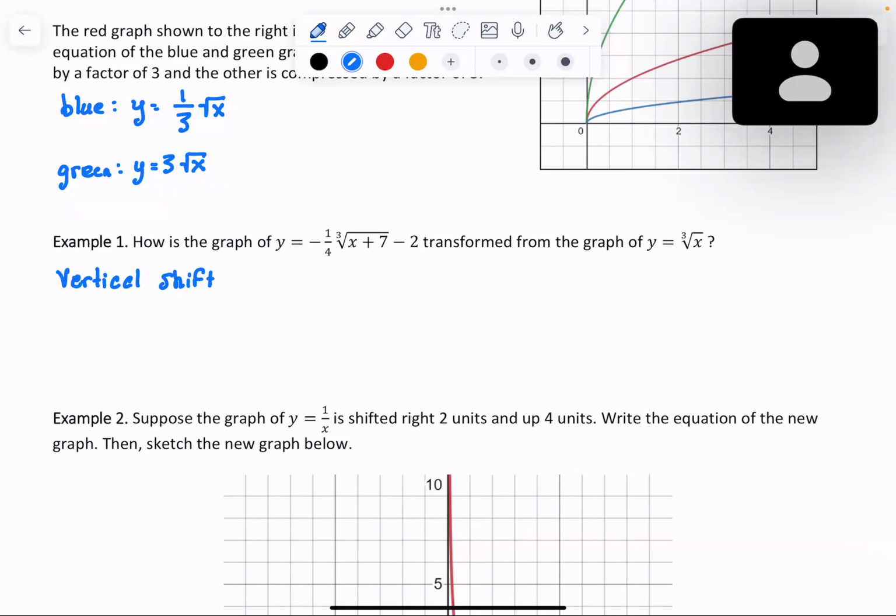So the vertical shift here is what? Is it down or up, and how many units? Yeah, down 2 units, right? So it's a vertical shift down 2 units because of this minus 2 here, right? So vertical shift down 2 units.